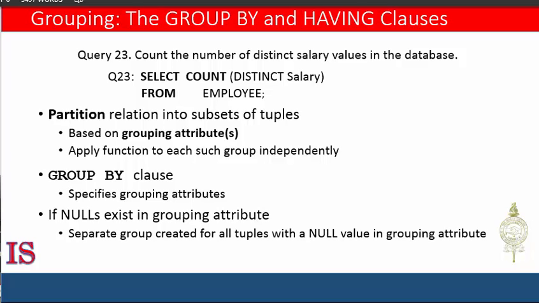Now, if we write count open paren salary instead of count open paren distinct salary in 23, then duplicate values won't be eliminated. However, any tuples with null for salary will not be counted. In general, null values are discarded when aggregate functions are applied to a particular column or attribute.